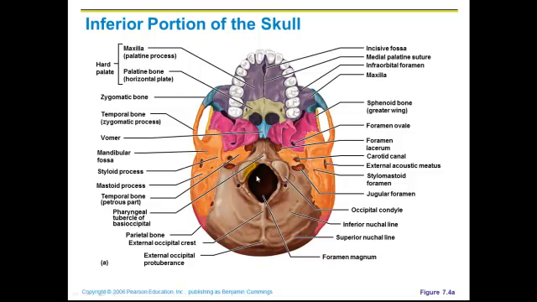Now we have this large opening, the foramen magnum. This is a very large opening where the spinal cord would pass out. Here we can see the sutures between the occipital bone and the temporal bone.